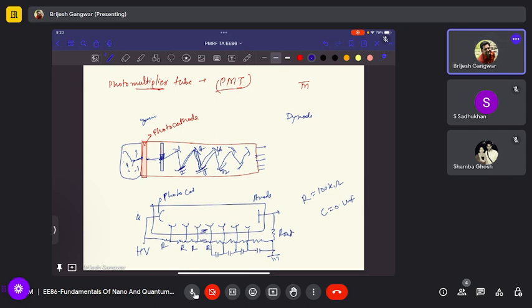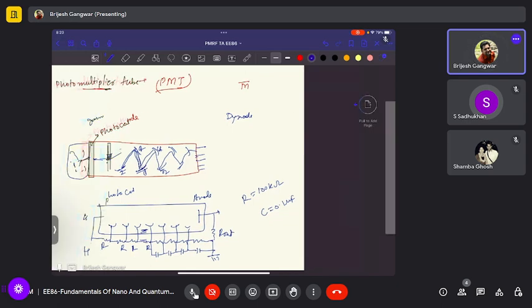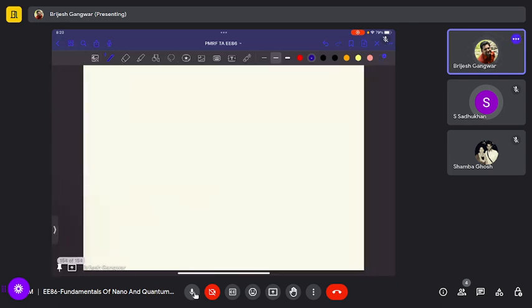If you look at the working, there are many dynodes which multiply the electrons generated by the photocathode. That's why the name is photomultiplier tube. So these are two types of detectors which can be used for single photon emitter detection.